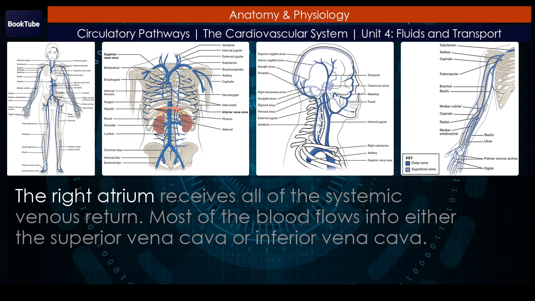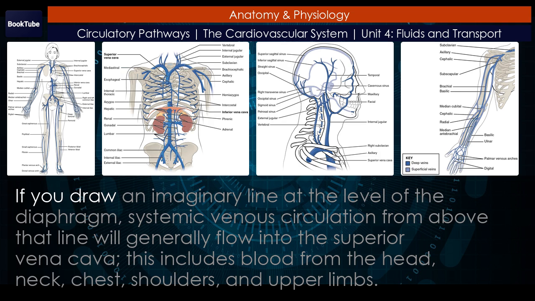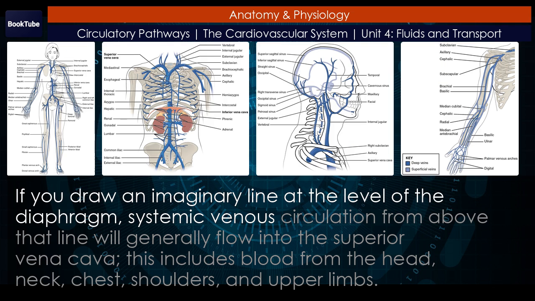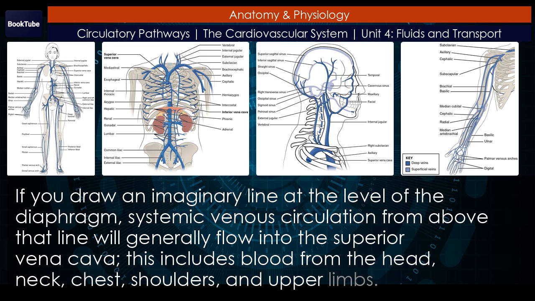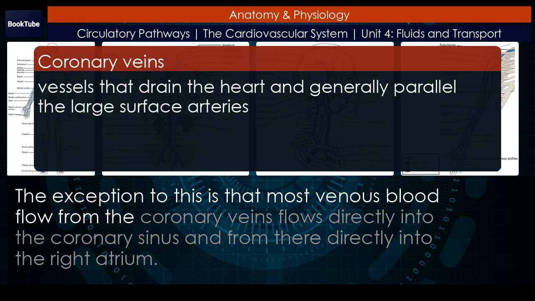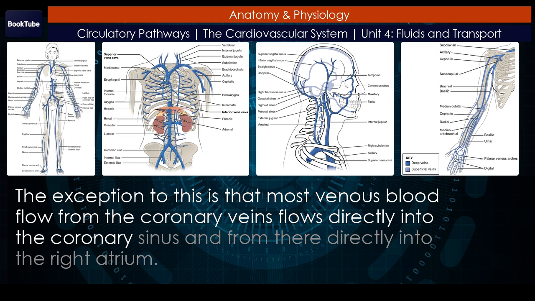The right atrium receives all of the systemic venous return. Most of the blood flows into either the superior vena cava or inferior vena cava. If you draw an imaginary line at the level of the diaphragm, systemic venous circulation from above that line will generally flow into the superior vena cava. This includes blood from the head, neck, chest, shoulders, and upper limbs. The exception to this is that most venous blood flow from the coronary veins flows directly into the coronary sinus and from there directly into the right atrium.